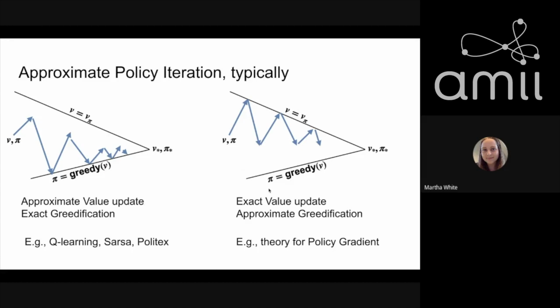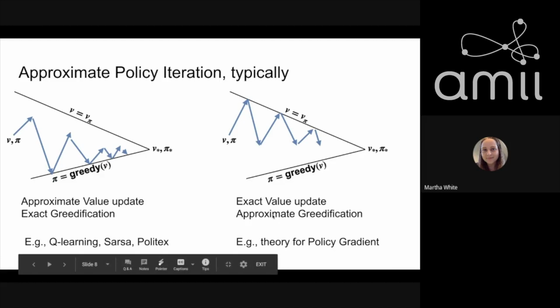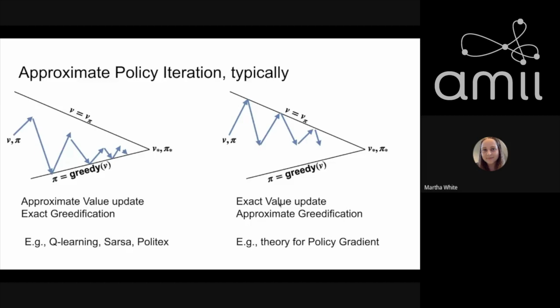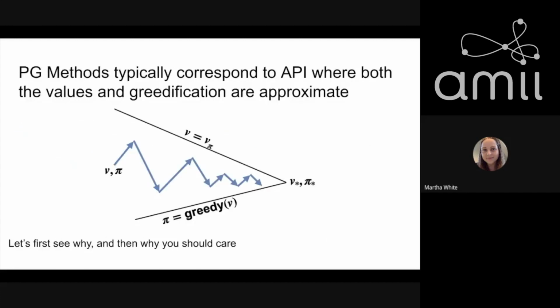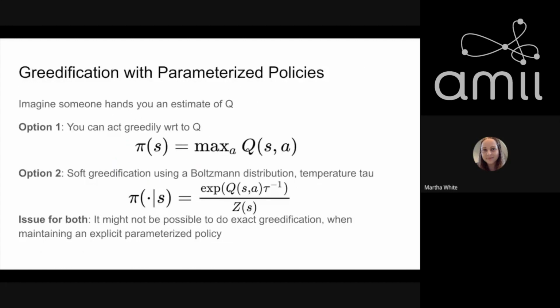Then there's this other category where we have exact value updates and approximate greedification. There aren't a lot of algorithms that technically do this, but a lot of the theory for policy gradient methods is doing this, where they reason about having the gradient with the true V pi or Q pi, and what the behavior of the algorithm would look like. There are fewer methods doing this, but the methods in practice are actually doing something more like this. I'm going to tell you why that is, and then tell you why you should care.